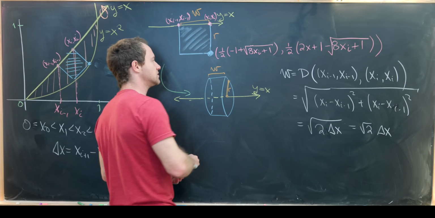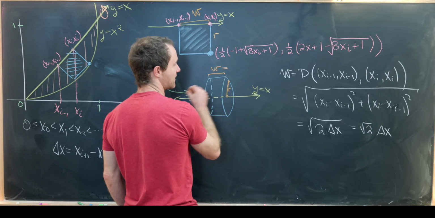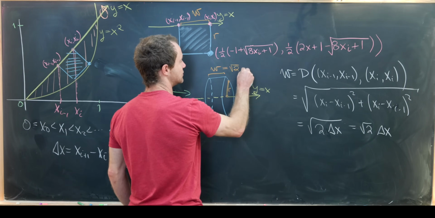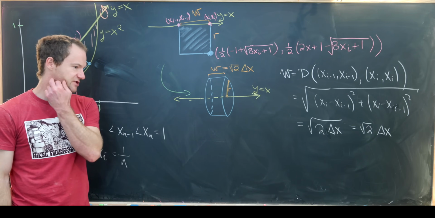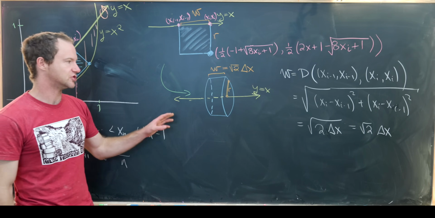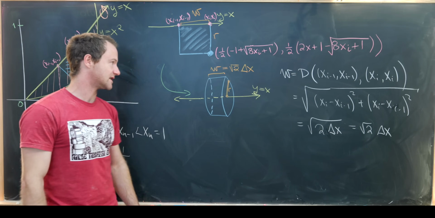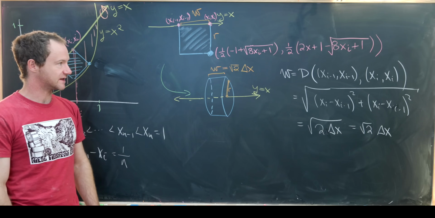So let's maybe include that in here right here. This width is the square root of 2 times delta x. And if you're familiar with the construction of standard solids of revolution, you know that something like delta x should have come out of this.